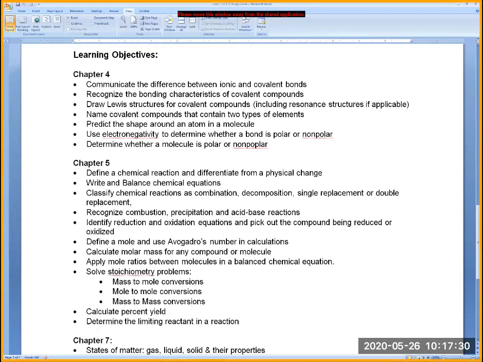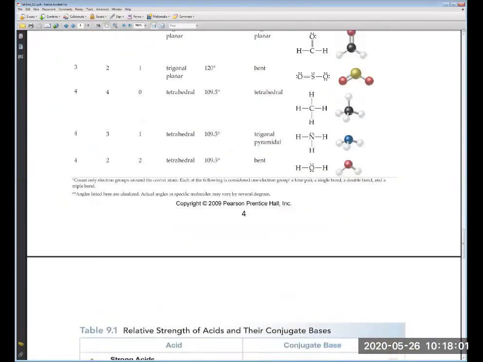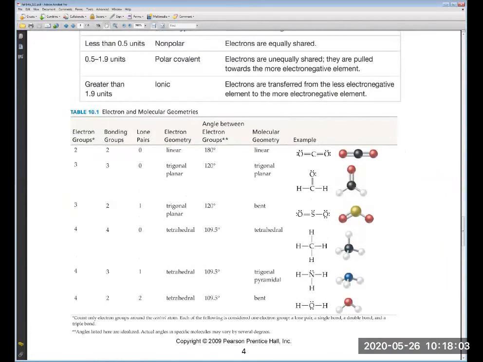Name, we've just seen that earlier. Predict the shape. So to predict the shape around an atom, let's look at all of this with the reference packet. Use electronegativity to decide if a bond is polar or not, and then determine the molecule polarity. We'll all use that page of the reference. So you want to have page 4. For most of the references it is page 4.